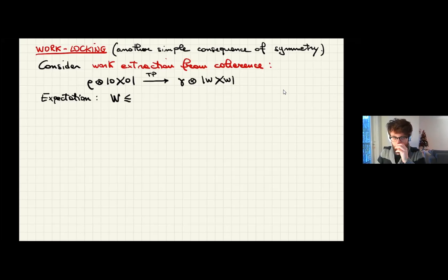Yes, the change in free energy, no? And in principle, actually, we should be able to reach it. There should be an optimal protocol that actually can extract the free energy difference.